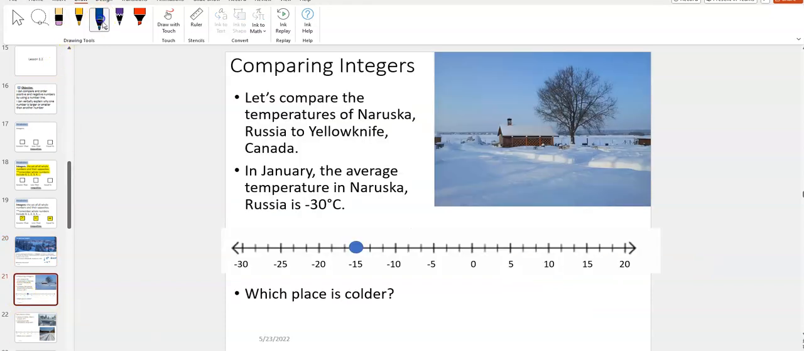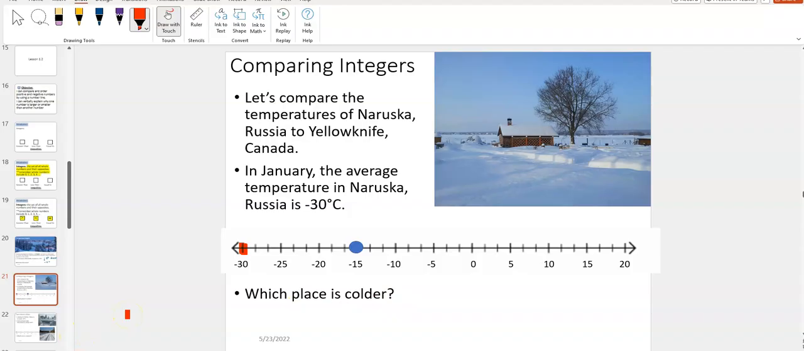So now we're going to take a look at some more places. So now we have Norilsk, Russia. This is a picture of Norilsk, Russia. And we're going to compare it to that temperature in Yellowknife, Canada. So here I have a number line to help me compare. So Yellowknife, Canada was -15, but the average temperature in January in Norilsk, Russia is -30. So if I put that dot on my number line, I should be able to see that -30 is way farther left than -15 on my number line. But what does that mean? How do I know which place is colder?